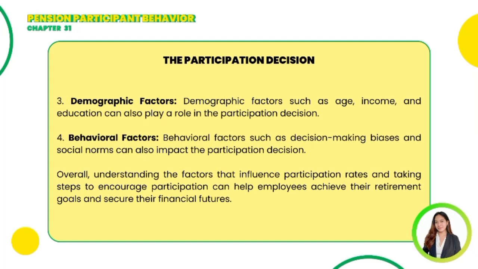Demographic factors such as age, income, and education can also play a role in the participation decision. For example, younger employees may be less likely to participate in a retirement plan than older employees, while those with higher incomes may be more likely to participate. Last is behavioral factors. Behavioral factors such as decision-making biases and social norms can also impact the participation decision. For example, individuals may exhibit a status quo bias, meaning that they are more likely to stick with the default options, such as not enrolling in the plan, even if it is not in their best interest.